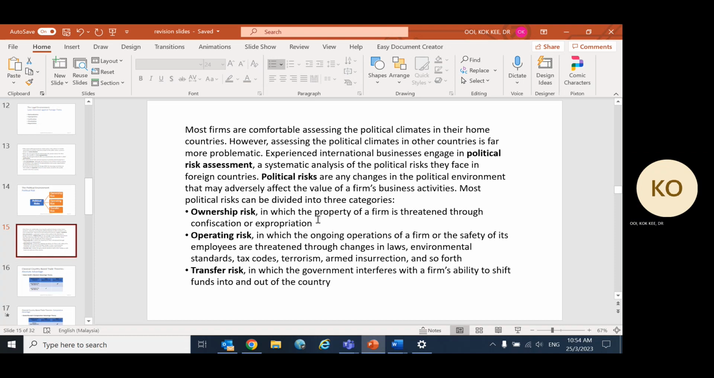Vietnam, how many races? Only one? Ethnicity is better. Vietnam got how many ethnicities? Let me see. You know what is ethnicity? Vietnam has how many major ethnicities?